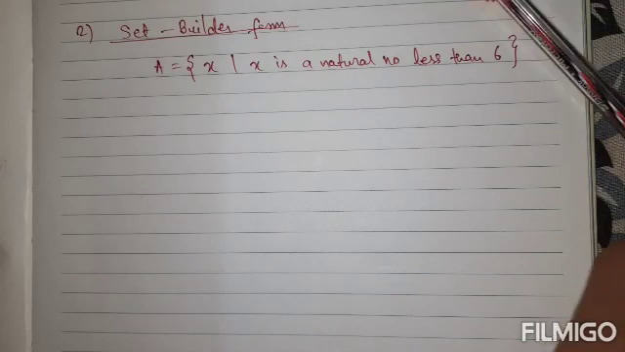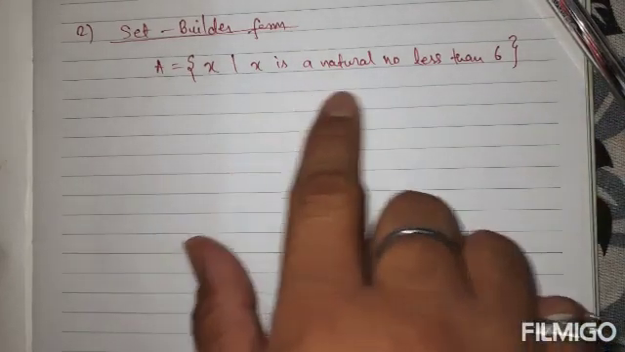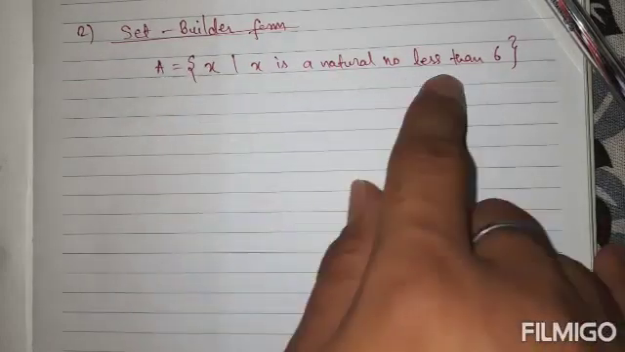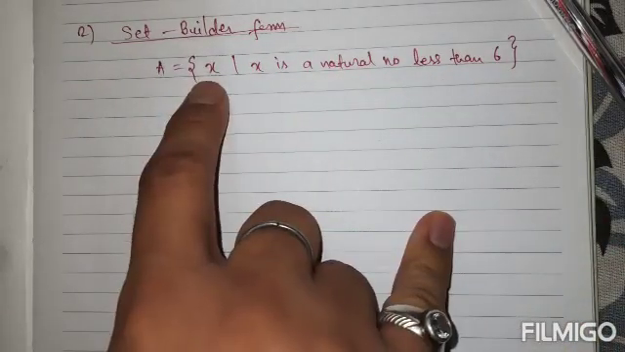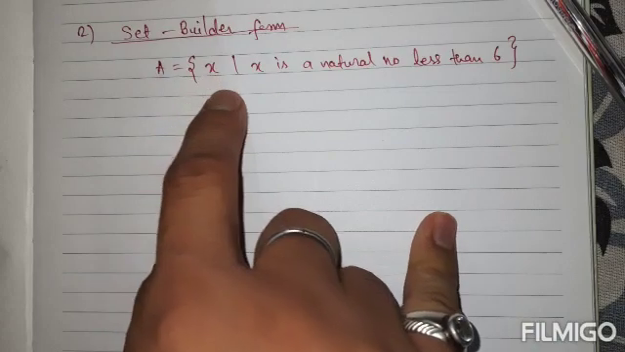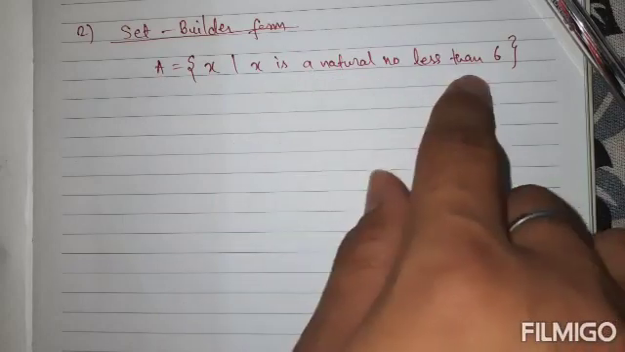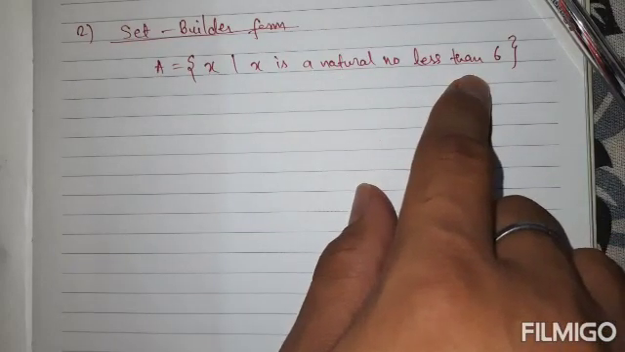So in set builder form, we need not write the actual elements. Instead we will write only one element and a statement. The single element will represent all the actual elements of this set based on this statement. So this is called set builder form.